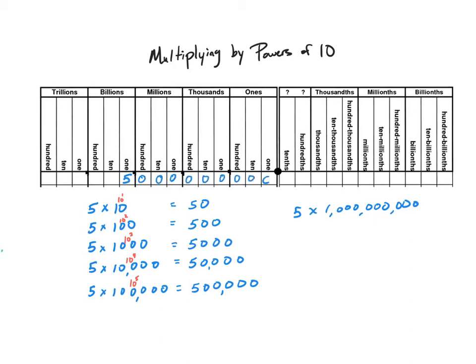and I have 5 billion. If I count how many zeros I had in my problem, 1, 2, 3, 4, 5, 6, 7, 8, 9, that was the number of tens that I multiplied by. So every time that I multiply a digit or a number by a power of 10, I'm moving that digit or that number 1 place value to the left for each ten. So let's now take a look at another example.